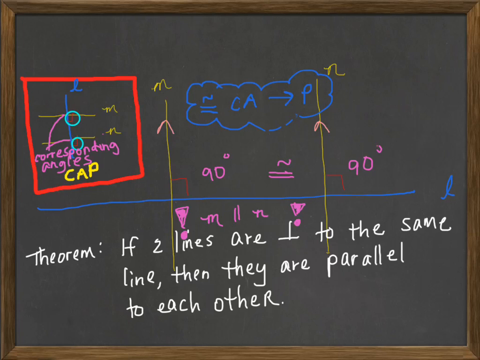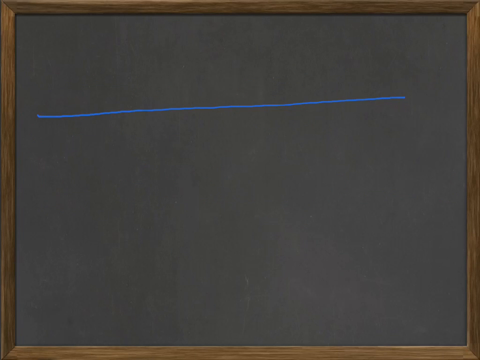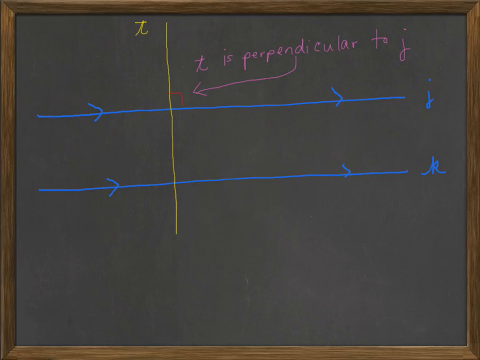Let's do one more just for fun, shall we? Okay, so in our next slide, we now have two lines. We have line J and we have line K. And we're going to say that we know that these lines are parallel to each other. That's part of our given. So now we draw a transversal. And in this case, we have a transversal T. We know that our transversal T is perpendicular to line J. We know that because it formed a 90-degree angle.